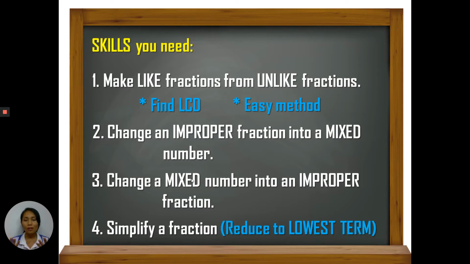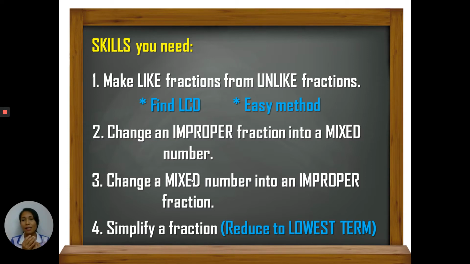Okay, you can use the methods that I taught you. Actually, there are 3, but here I only wrote 2 because the other one is not really that useful, except if the smaller denominator is a factor of the other denominator. You can use finding the LCD first so you can make new like fractions, or you can use the easy method, which is cross multiplication. By that, you can get the answer right away without finding the LCD.